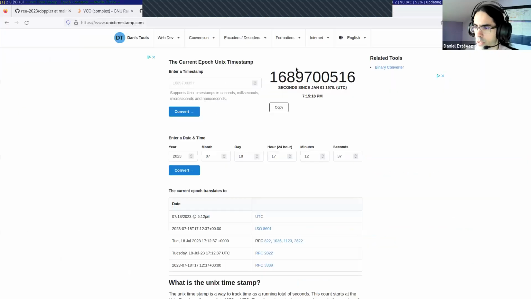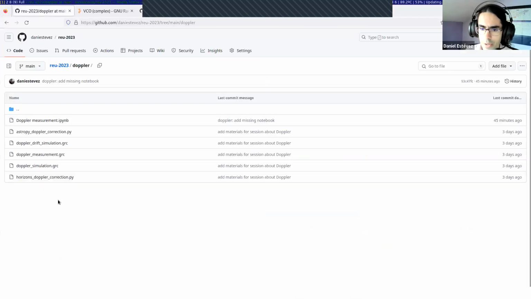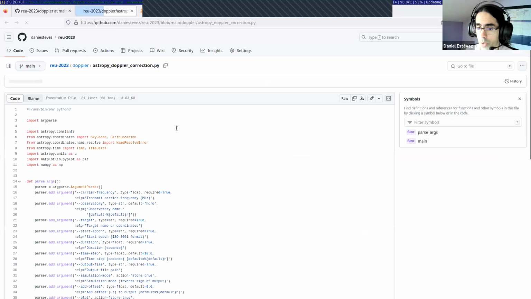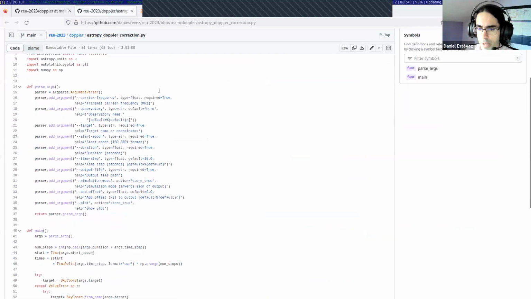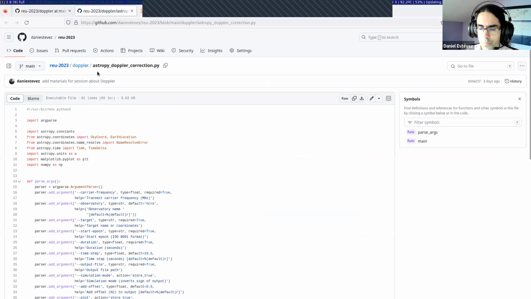So I have prepared some scripts. These are in the repository, and you can look at those and you can use those for your own projects. These maybe are also helpful outside of using GNU Radio. So if you need to calculate Doppler for something, then maybe this code is useful. Let's start with the first one, which is this AstroPy Doppler correction.